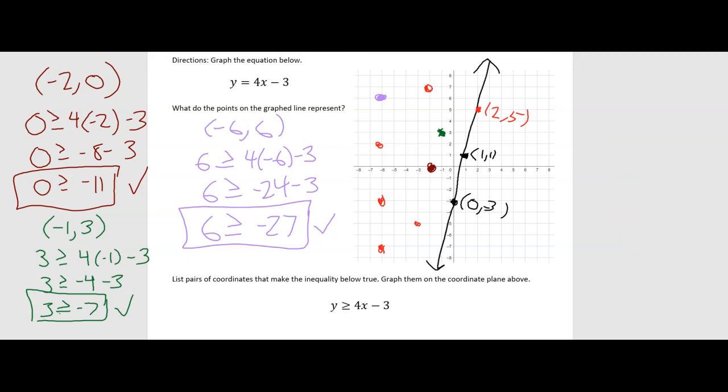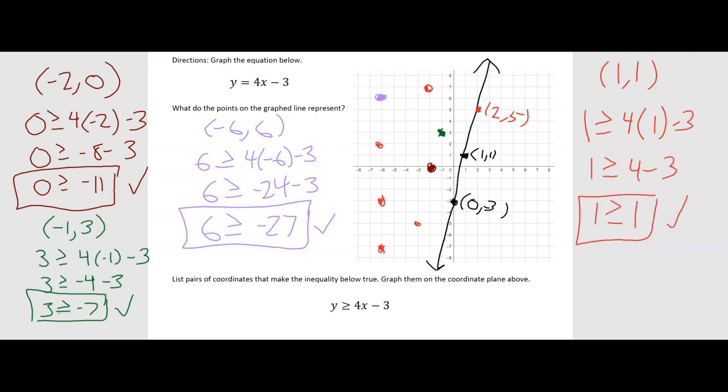Let's just test 1, 1. So I'm going to get 1 is greater than or equal to 4 times 1 minus 3. I get 1 is greater than or equal to 4 minus 3. And I get 1 is greater than or equal to 1. This is true, because it is equal to 1. So this point works. So what you would find is that any point on the line works, and any point to the left of the line works for this inequality right here.